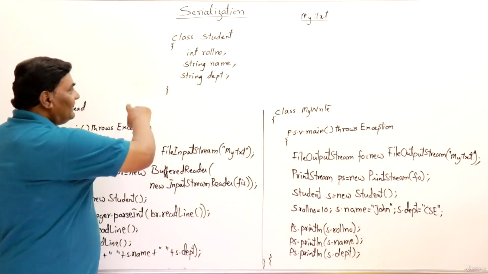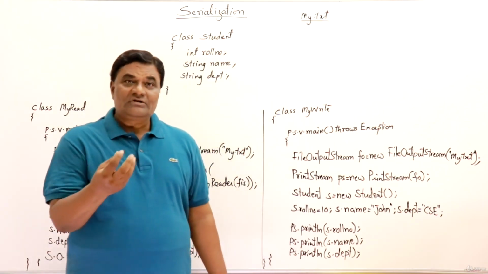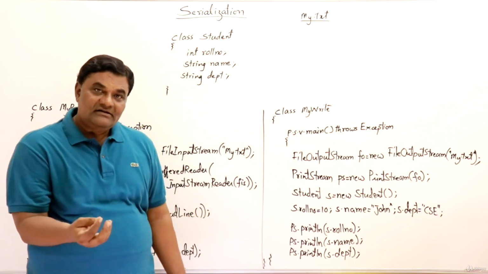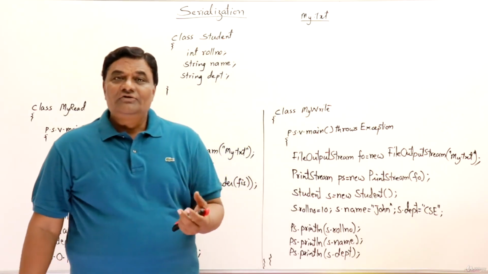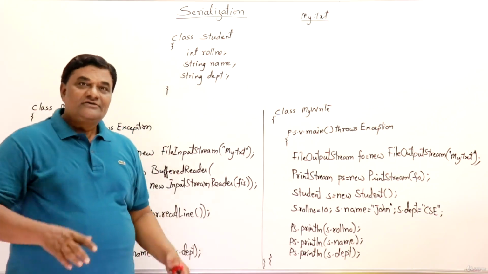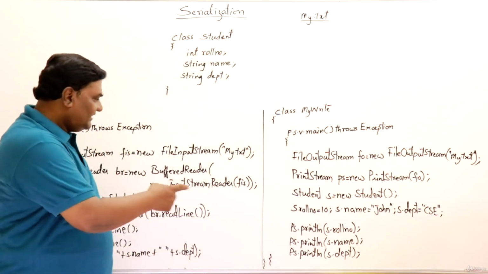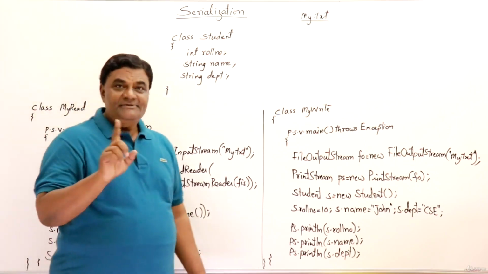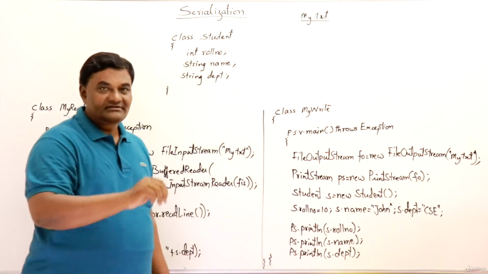See, here I have a class called student and the problem is I want to store the object of that class in a file. Suppose a file is my.txt. I want to store the object of that class in a file. So this is the problem. Now for that I have a first solution. Already I have a program here, so I'll explain the first solution, how to store the object of this class.